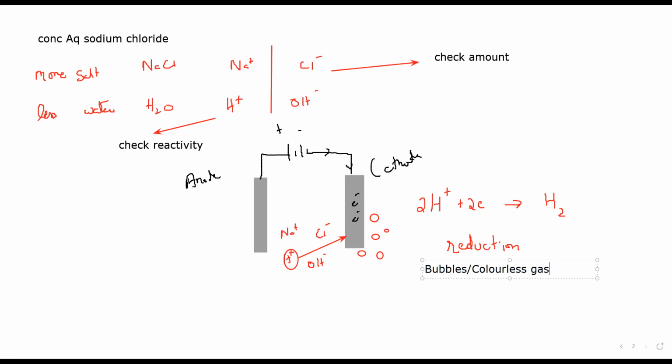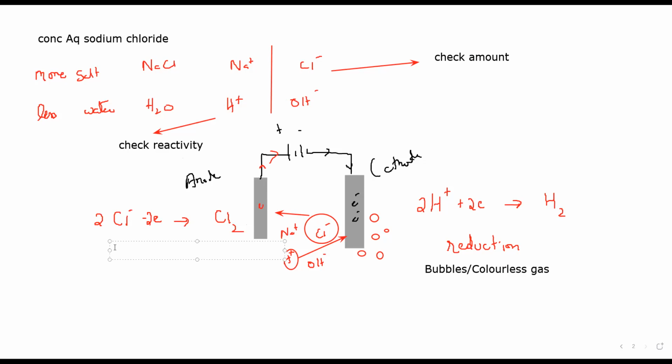And what happened at the anode? For the anode, we check the amount. For negative ions, we check the amount. The one which is more, as you can see, it is a concentrated solution, or brine, so more chloride ions. Chloride ions are attracted towards the anode, and they will lose their electrons, which travel out. When one chloride ion is there, it will lose one electron and form a chlorine atom. If two chloride ions are there, they will lose two electrons and form a chlorine molecule.